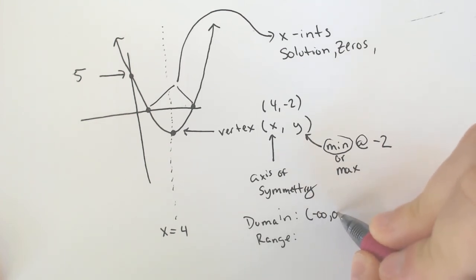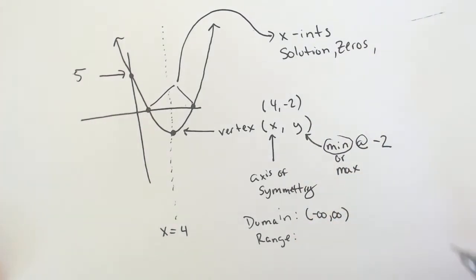You could write negative infinity to positive infinity with parentheses, because it doesn't equal it. You could also write your fancy looking R, or all real numbers. All of those are acceptable versions of an answer.